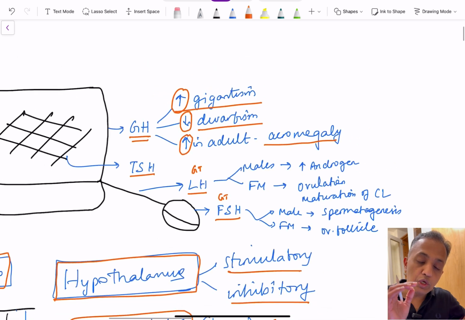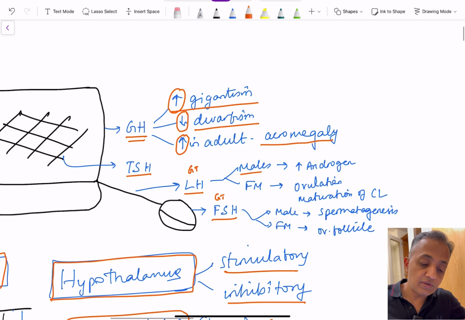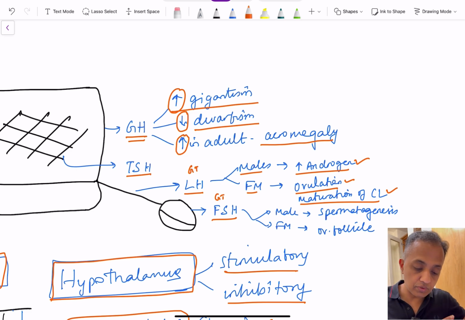So what does luteinizing hormone do? In males it increases androgen production. In females, it causes ovulation, very important, also called maturation of the corpus luteum, which actually secretes progesterone. As you look closely, the luteinizing hormone increases the hormone production from the gonads. That's kind of the main point. So maturation of corpus luteum, ovulation, increased androgen production.